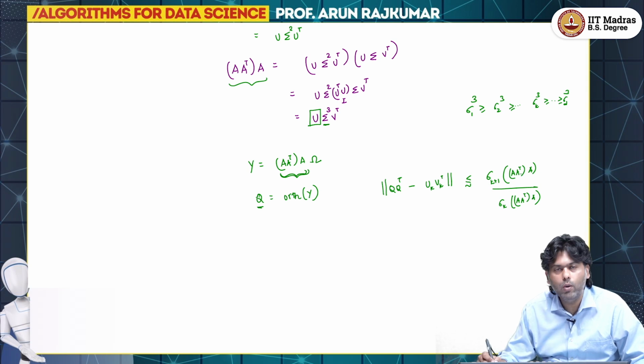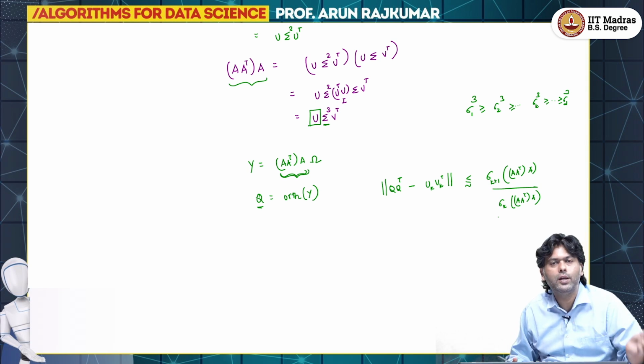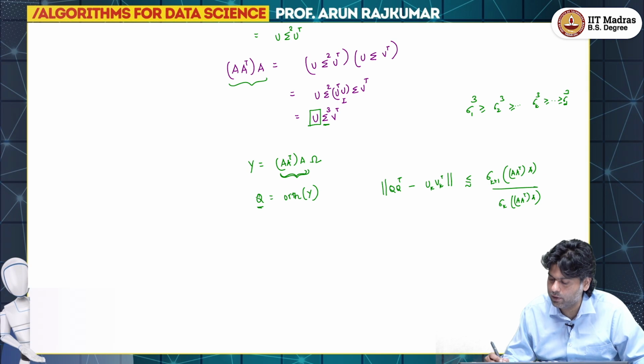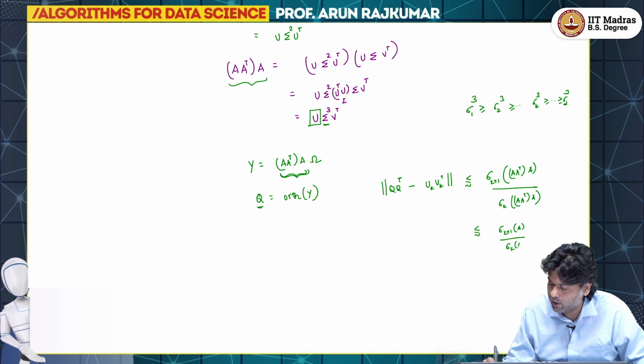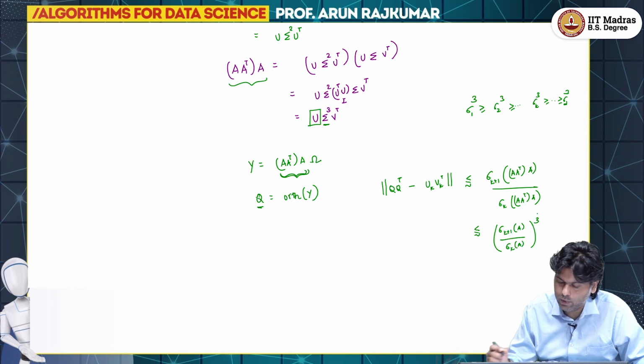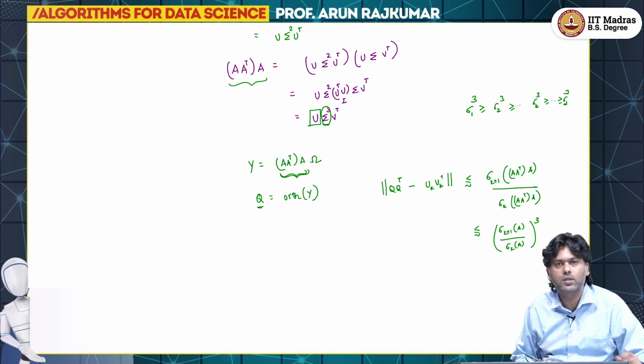But we know how these singular values are related to the singular values of A itself, right? So now that would just be sigma k plus 1 of A by sigma k of A, whole cubed, because the singular values have been cubed.